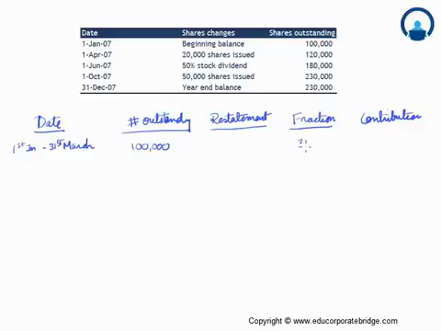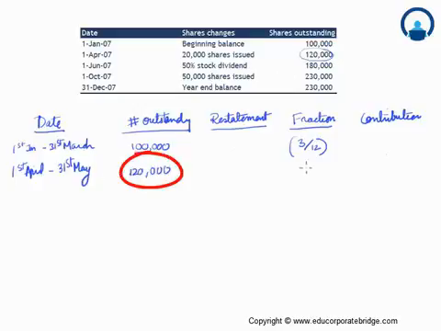The fraction would be 3/12. So the contribution essentially is 100,000 multiplied by the fraction. So I'll leave these two columns for the timing. I'll come back to this in a moment. Let's continue with the others. 1st April till 31st of May, another 20,000 shares were issued, so the number of shares will be 120,000 here, and the fraction is basically 2/12.